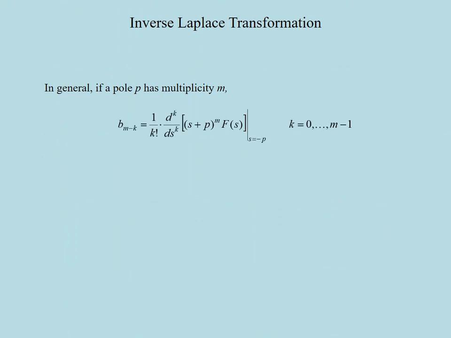This example suggests such a formula for calculating the residues. Small case m is the multiplicity of the pole, so you can find m residues for such a pole. Also, for m equals 1, that is, if we have a distinct pole, we obtain the formula which we have derived for calculating the residues corresponding to distinct poles.